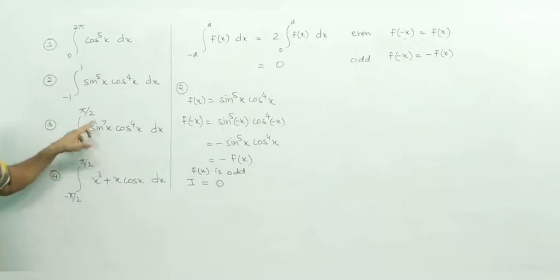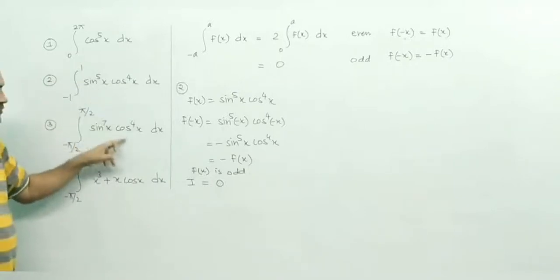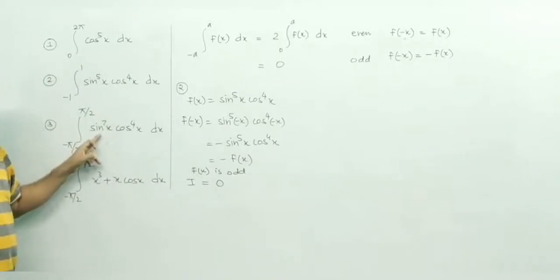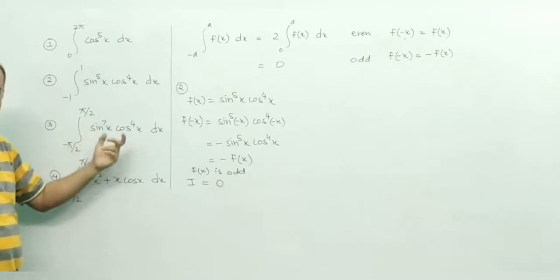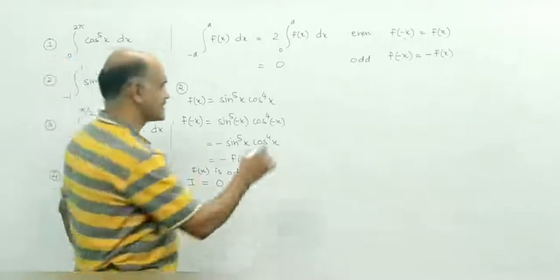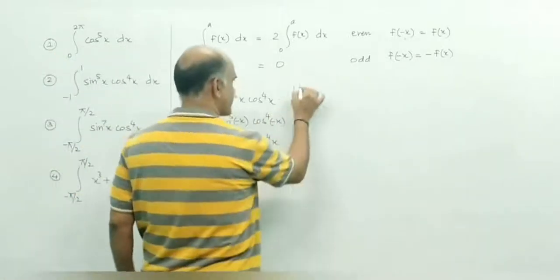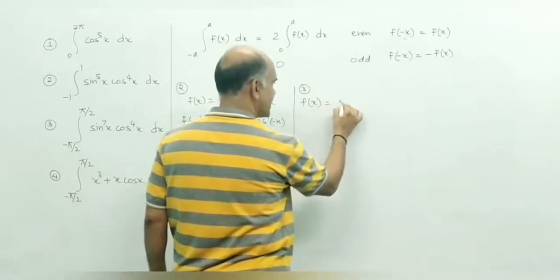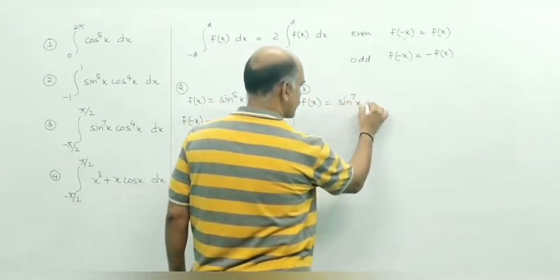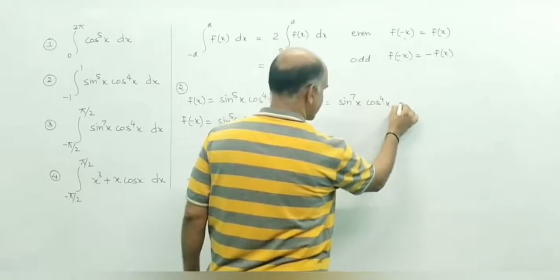Similarly, this one also you can solve now, students. If you observe, both are same. Again, power of sin is odd, so it becomes minus. So if it is odd, then it will be 0. Now just the third one if I take, f of x is sin raised to 7x cos raised to 4x dx.